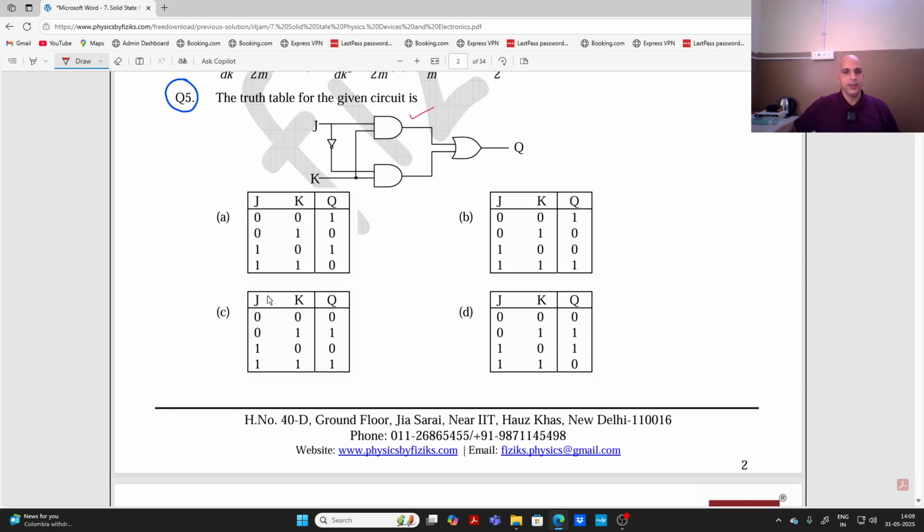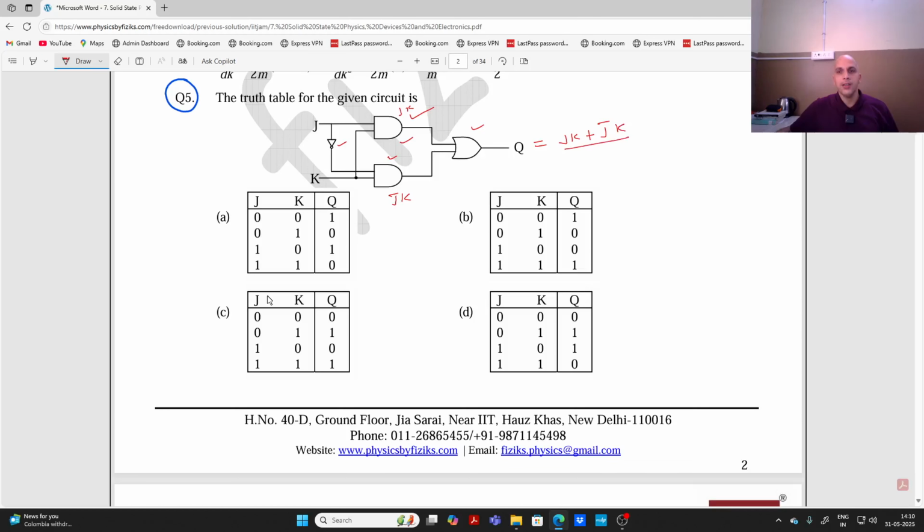The circuit is given here, right? Now if you look at the circuit, this is an AND gate, this is an AND gate, both are AND gates, and this is an OR gate, this is a NOT gate. So obviously the output of this AND gate is J naught K, and the output of this AND gate is J K. These two outputs are going to be applied to the OR gate, and we know the output of the OR gate is J into K plus J naught K, right?